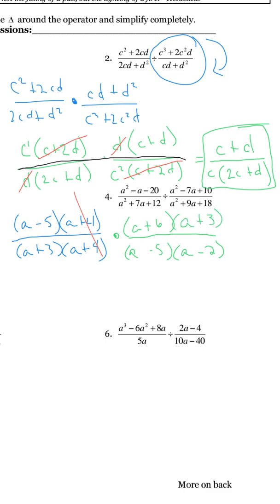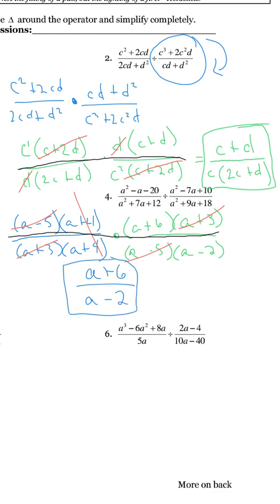I don't see anything that can cancel there, but it's a multiplication problem. So I have one big fraction, and now I can cancel any top that matches with any bottom. A plus 3 matches with this a plus 3. A minus 5 matches with this a minus 5. And our final answer is a plus 6 on top and a minus 2 on the bottom. Everything matched up and canceled nicely.